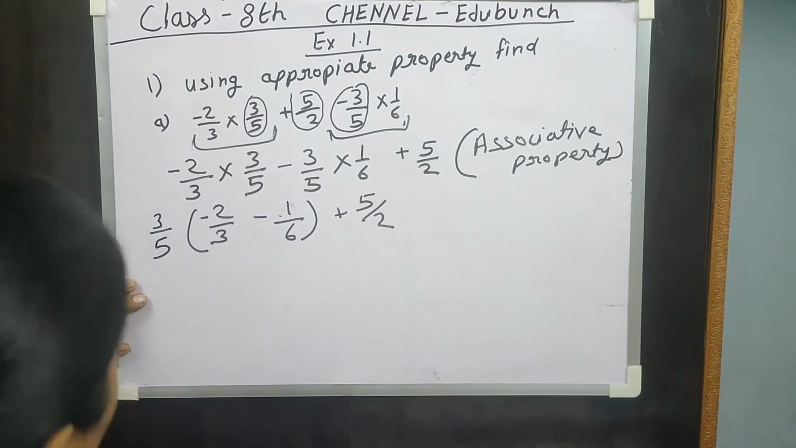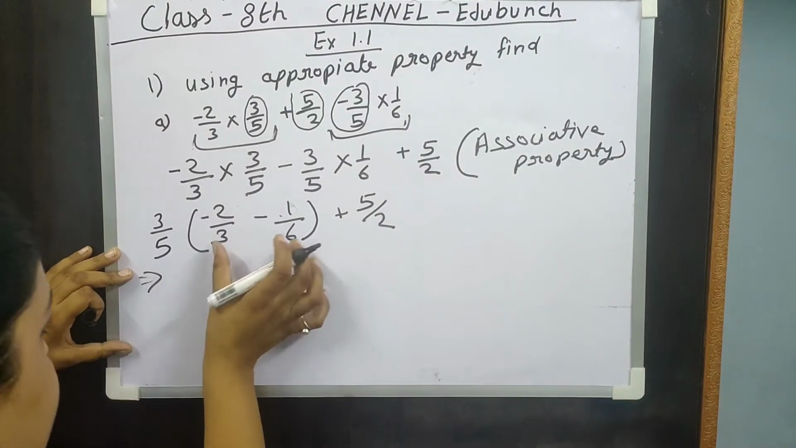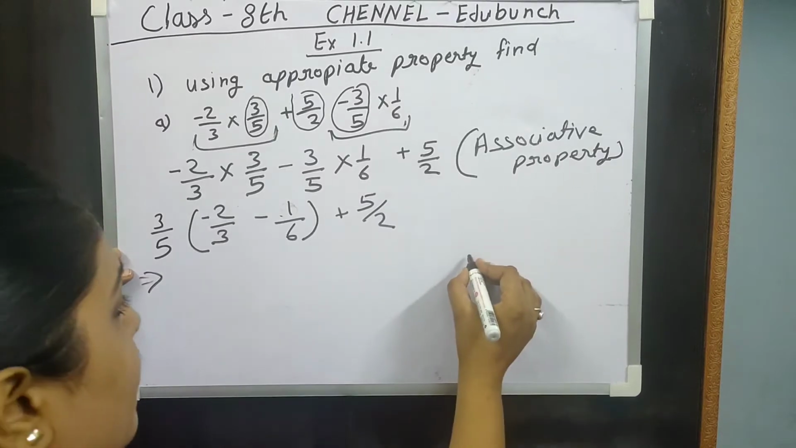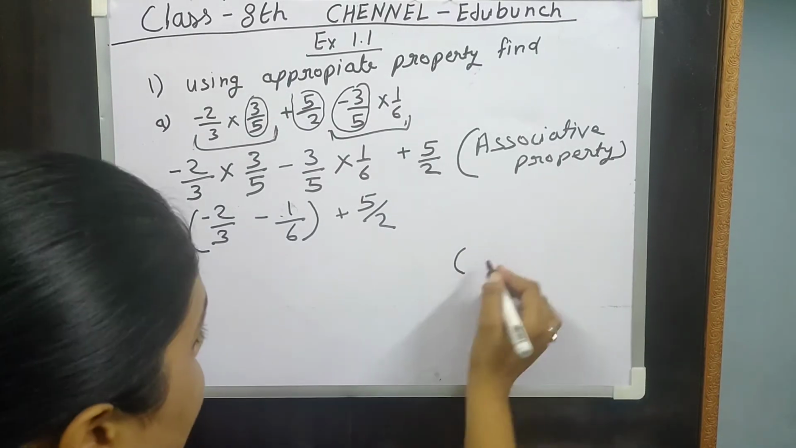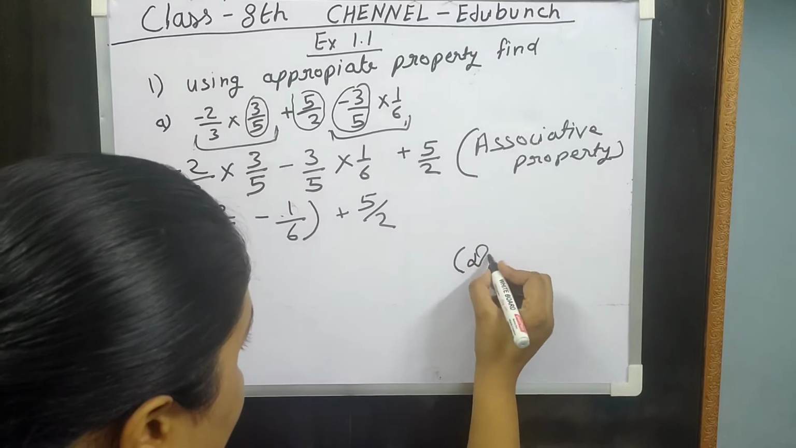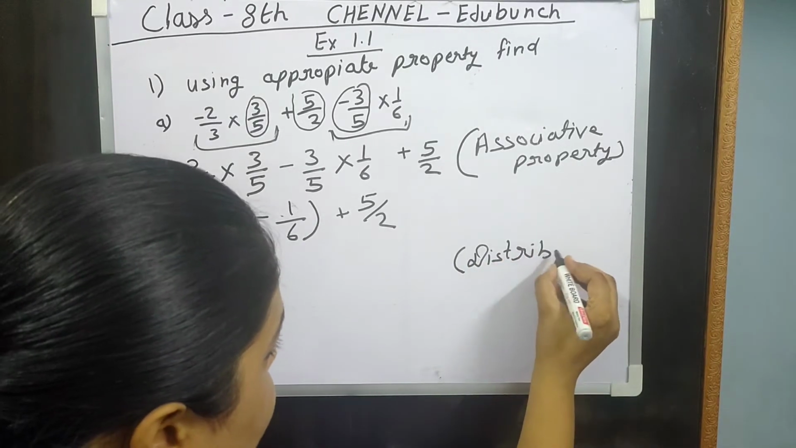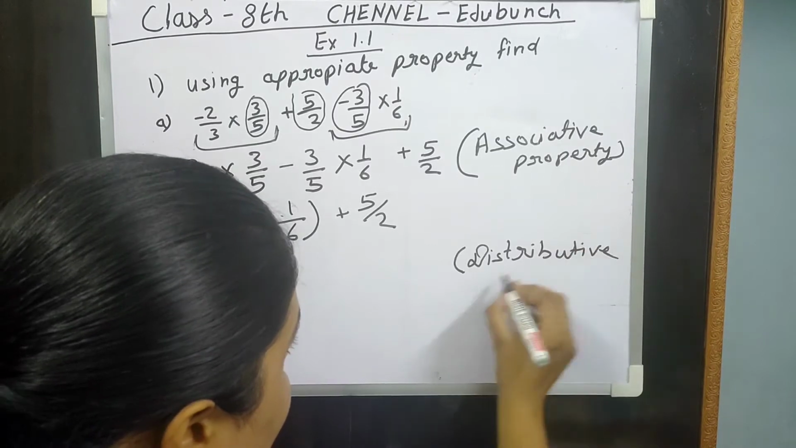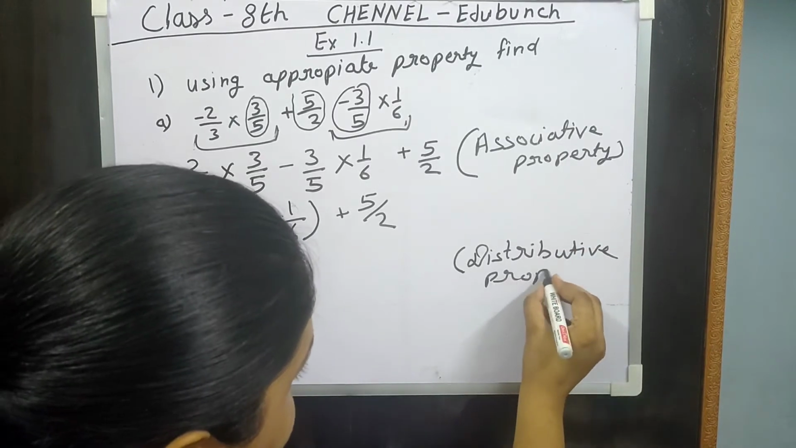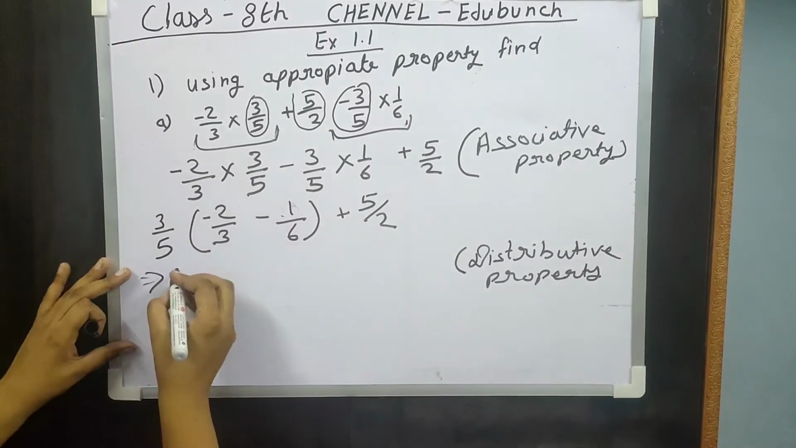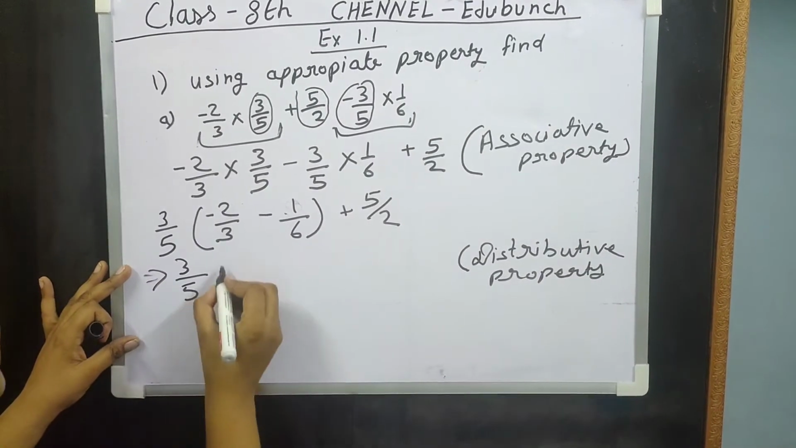So here our next step is to solve this mid value, the bracket value, first. So when we are solving the bracket value first, this is called distributive property, in which we solve this bracket of 3 upon 5.